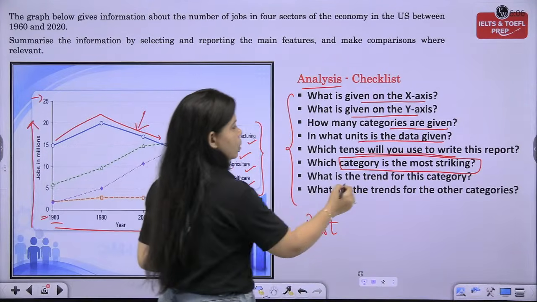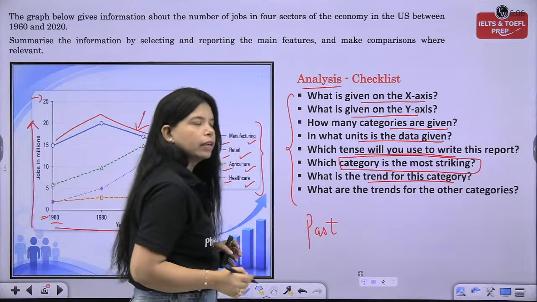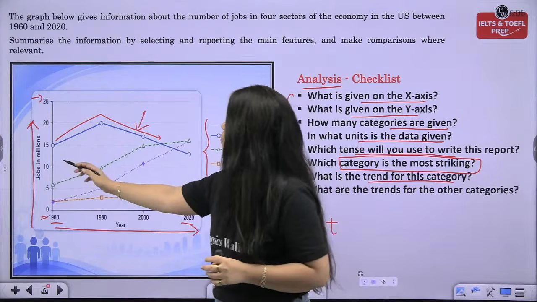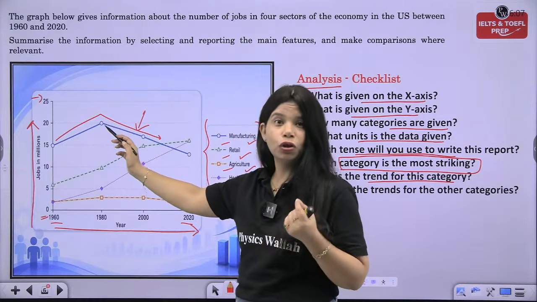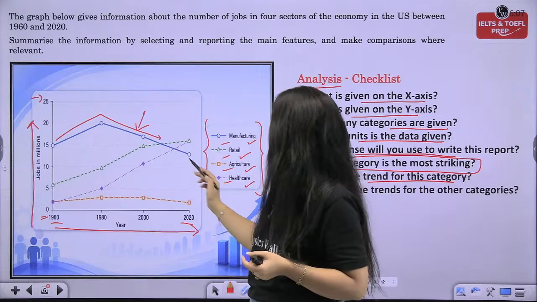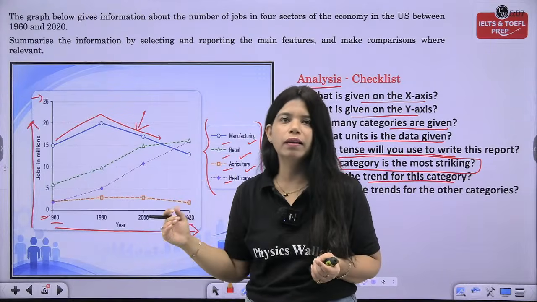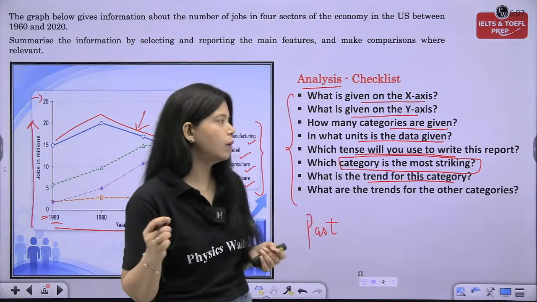And then next question, what is the trend for this category? You should be able to describe the trend. Now, the trend is first the number goes up sharply and then consistently it keeps coming down till the end. So it goes up and then comes down. That is the trend we are observing here.